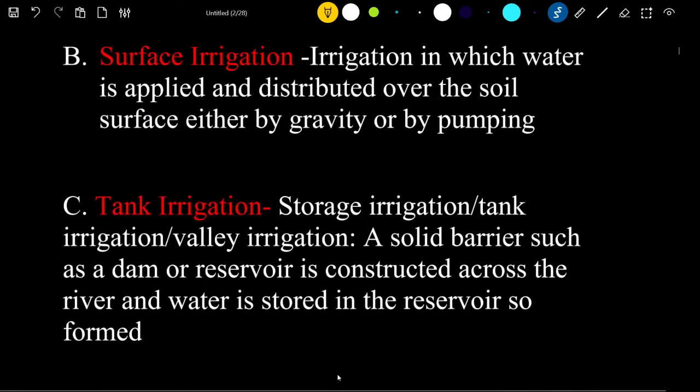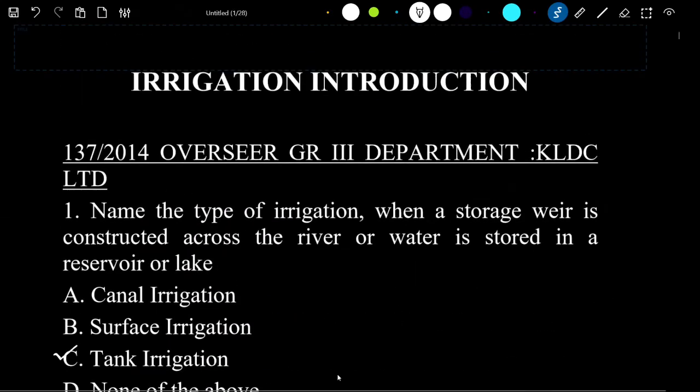The next option is tank irrigation. So tank irrigation is a kind of storage irrigation, or it is another name for storage irrigation. It is also called river valley irrigation. Now here what happens is that in the tank irrigation system, a barrier across a river such as a dam or a small weir or bund etc. is constructed, and the water is stored on the upstream side, and that stored water is what you call a reservoir. Okay, so such stored water is used for irrigation and other purposes, and that is what we call tank irrigation.